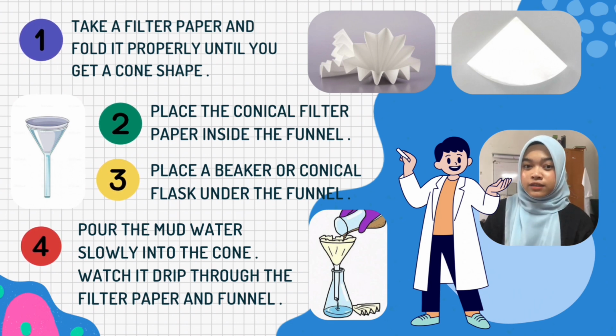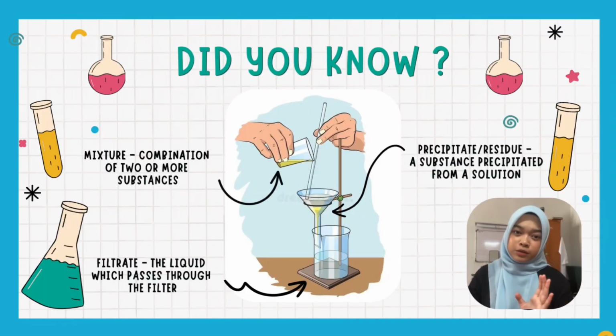Second, place the conical filter paper inside the funnel as shown in the picture. Next, place a beaker or conical flask under the funnel to collect the filtrate. Lastly, we have to pour the muddy water slowly into the cone to prevent the loss of precipitate and watch it drip through the funnel. After the filtration, we can observe that there is clear water collected in the beaker or conical flask placed under the filter funnel. It is called filtrate, which is the liquid that passes through the funnel.